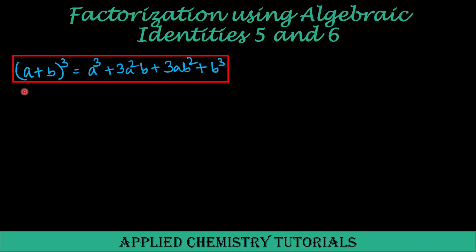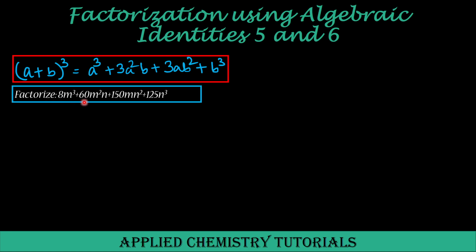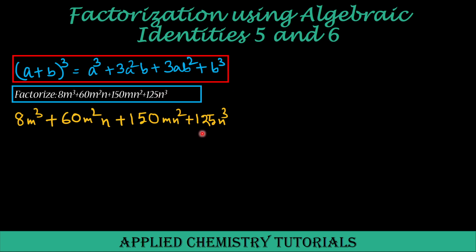Now let us take a look at identity 5, which is (a plus b) whole cube equals a cube plus 3a square b plus 3ab square plus b cube. And let us understand how we can utilize it to factorize an algebraic expression. Factorize 8m cube plus 60m square n plus 150mn square plus 125n cube. And definitely we can see some similarities between this expression and the identity.